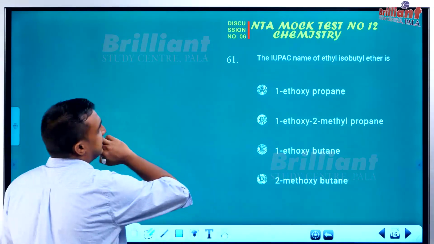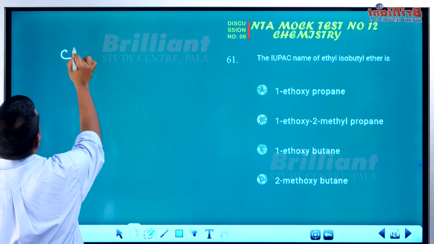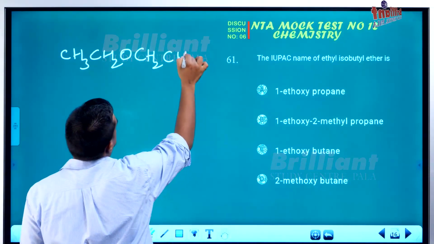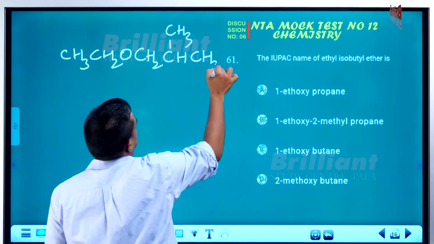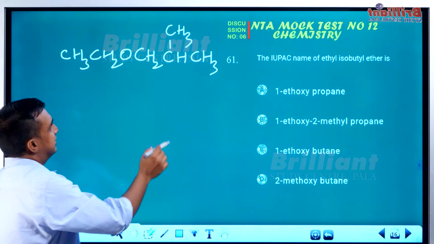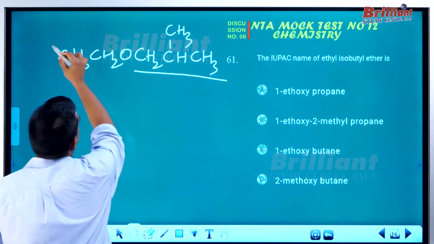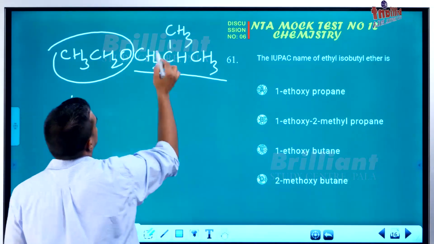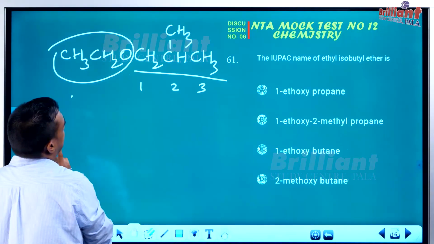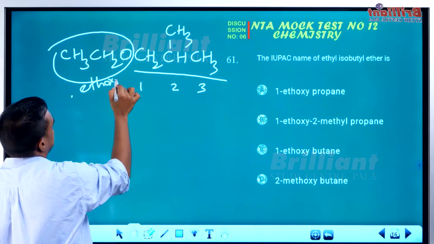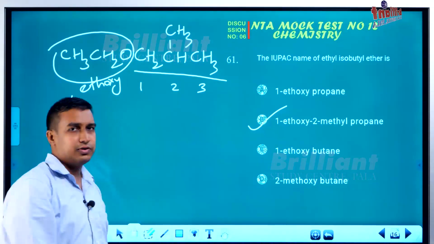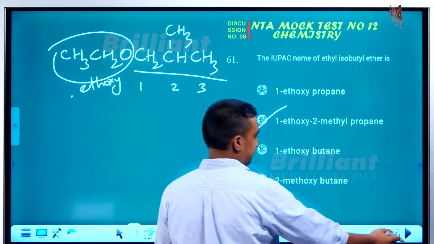Now the IUPAC name of ethyl isobutyl ether. So CH3, CH2, O, CH2, CH, CH3, CH3. This is my isobutyl group. This is my ethyl group. For the IUPAC name, this is the longer parent chain. This becomes a substituent, ethoxy. This becomes a substituent, methyl. So 1, 2, 3. So the name of the compound will be 1-ethoxy 2-methyl propane. For question number 61, the answer will come as option B. Coming to the next question.